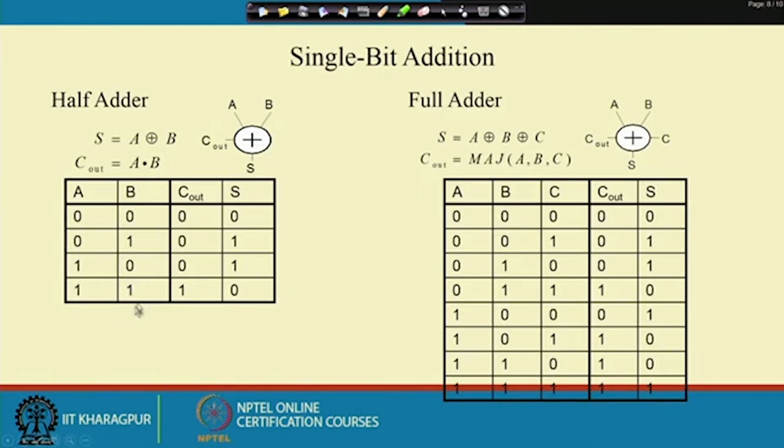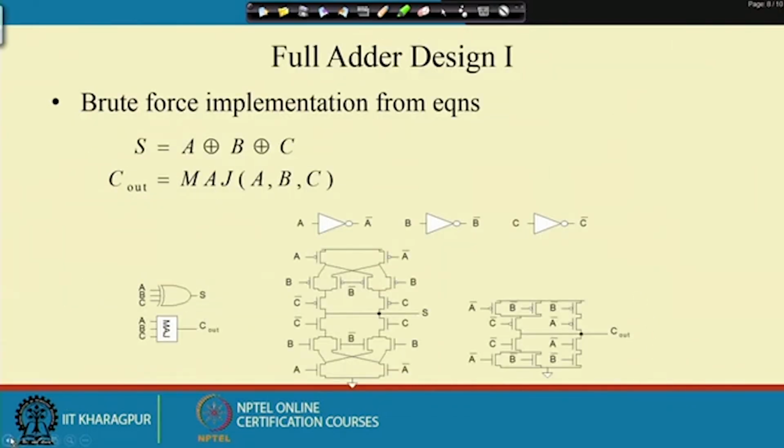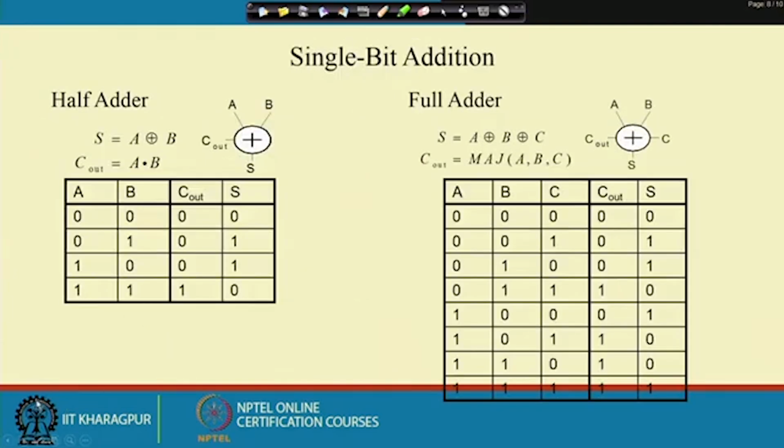Whenever I am getting 1 and 1, at that time only C out is 1. So here you also see that the sum is A XOR B XOR C. For carry, if I put it into a Karnaugh map, the logic will be AB plus BC plus CA. There is another logic for the C out too, which we will come to after a few slides.